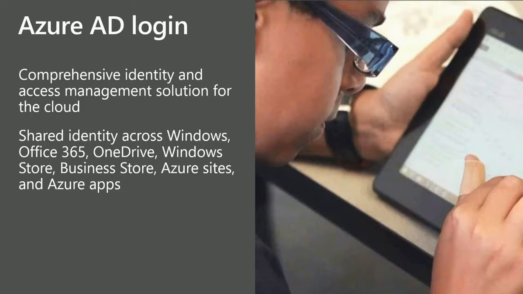You have a single identity. You don't have to manage the on-premise servers. You've got a single identity that cuts across Windows. It can be the same identity that you use for Office 365. So again, same sign-on for Windows and Office 365, OneDrive, OneDrive for Business, Windows Store, the Business Store, Azure Sites, and Azure Apps.